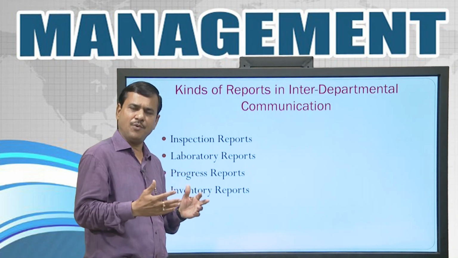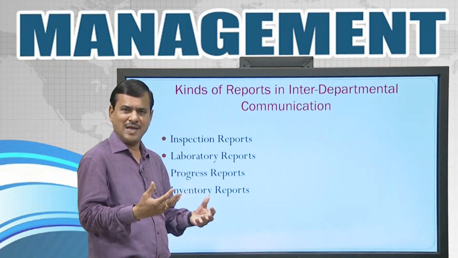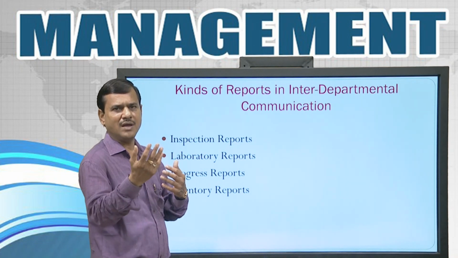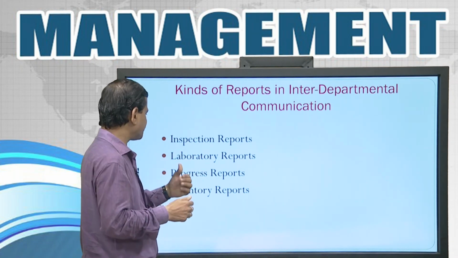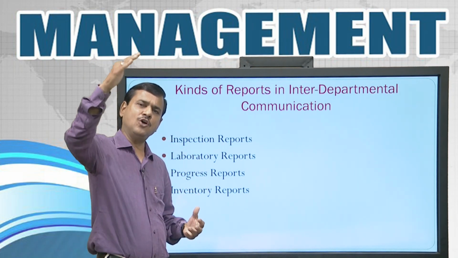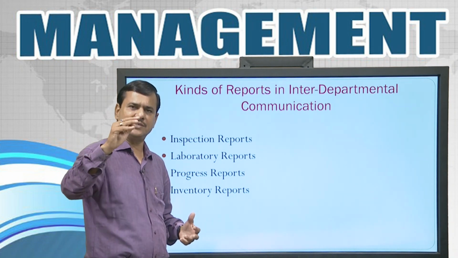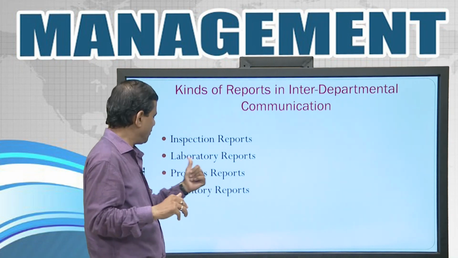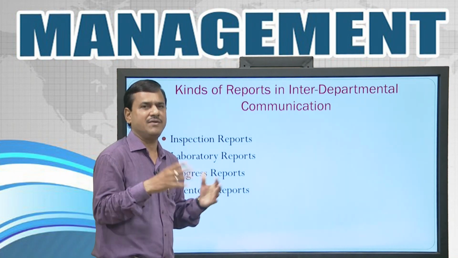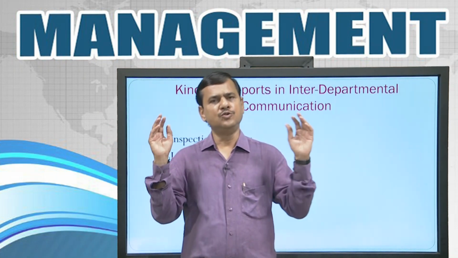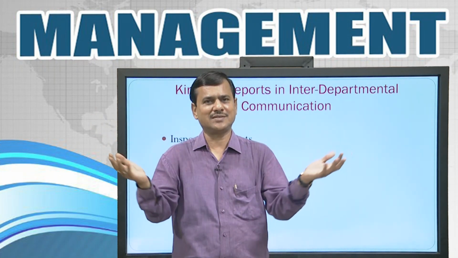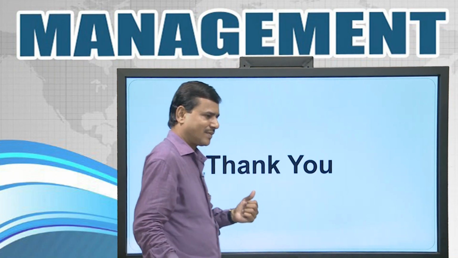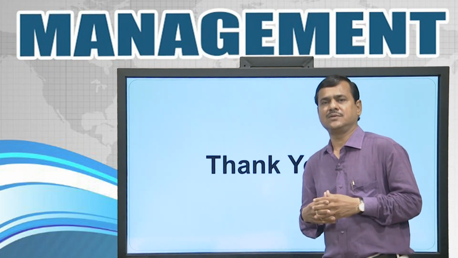Second, laboratory reports: things related to any scientific knowledge, when they are analyzed, fall under the category of laboratory reports. Progress reports: when the progression of any activity or organization is to be observed and drafted, this is called a progress report. And last is inventory reports. Inventory reports I discussed a lot, where you take care of all the things in your organization. So students, you can see today we discussed report writing.